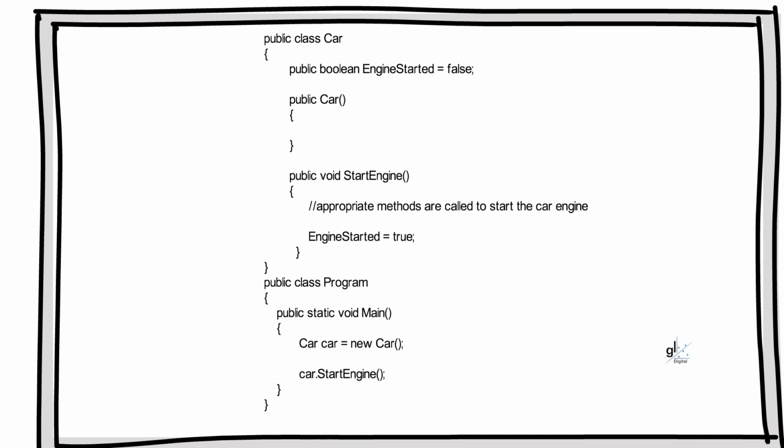So you could have a Boolean field or property member of this object that can be used to store the state for the object. Let's call this field or property engineStarted. If the startEngine method has been called, the engineStarted field or property could be set to true in order to store the appropriate state of the object.